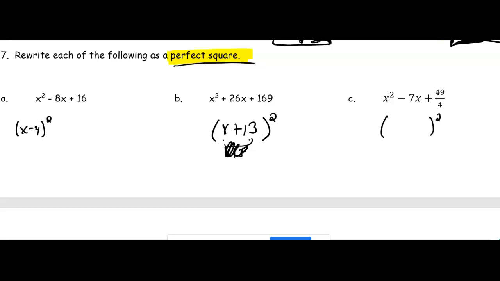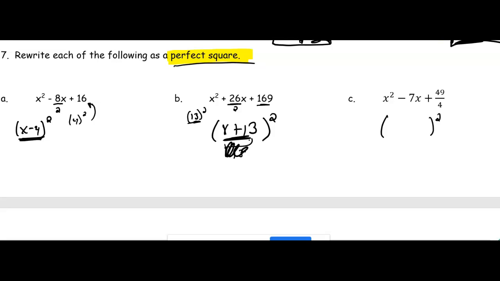All right, and then let's see what we have. Let's go over A. What we really just do with these, we're cutting this in half. That's going to give us the 4. And then 4 squared is what gives us that 16. And then notice, it's x minus a 4. We're cutting the 26 in half. That's giving us a 13. The 13 squared gives us the 169. But look what we have here. Whatever we're dividing this by 2 with, that's what's going inside of our parentheses.